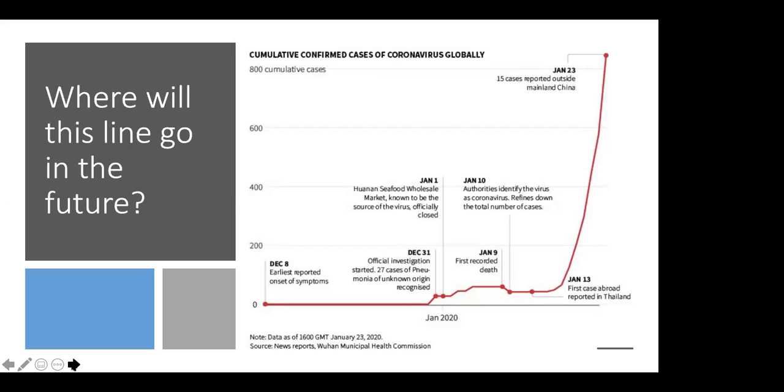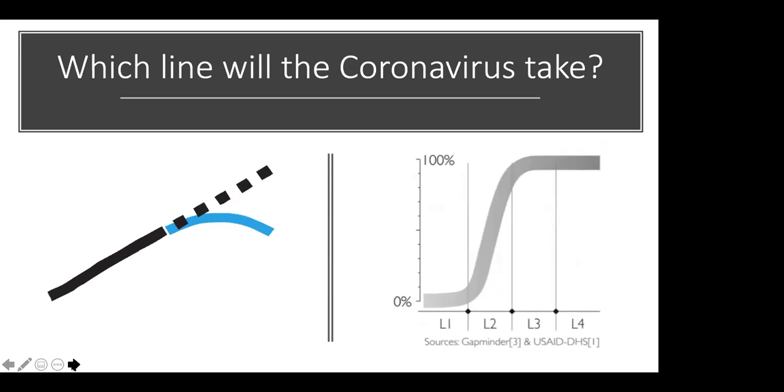Next one is, where will this line go in the future? Many people think this line keeps going up, but it is going to level off because they would create a vaccine and the government would do some deal. So this is not accurate. Next, please. Which line will the coronavirus take? Next, please.